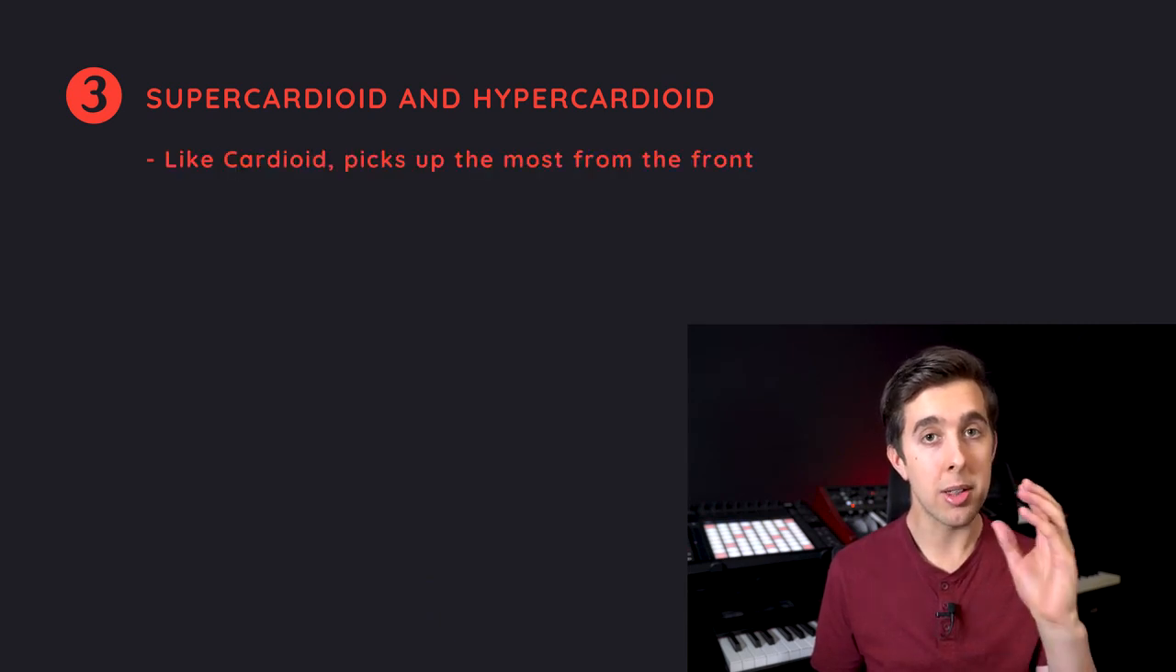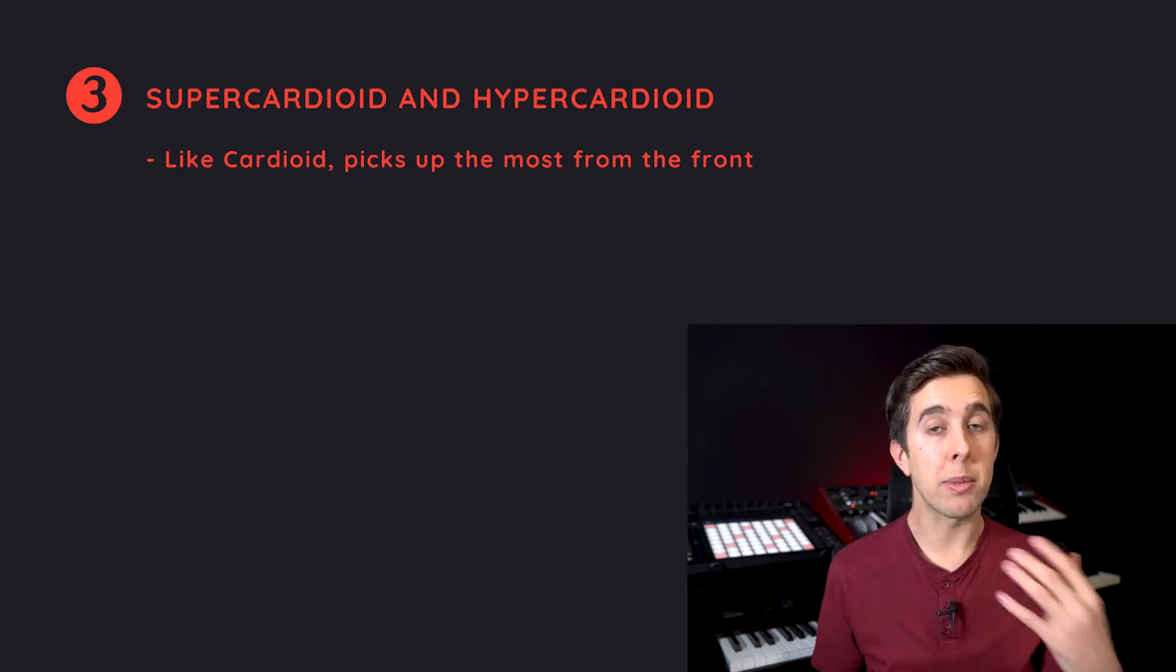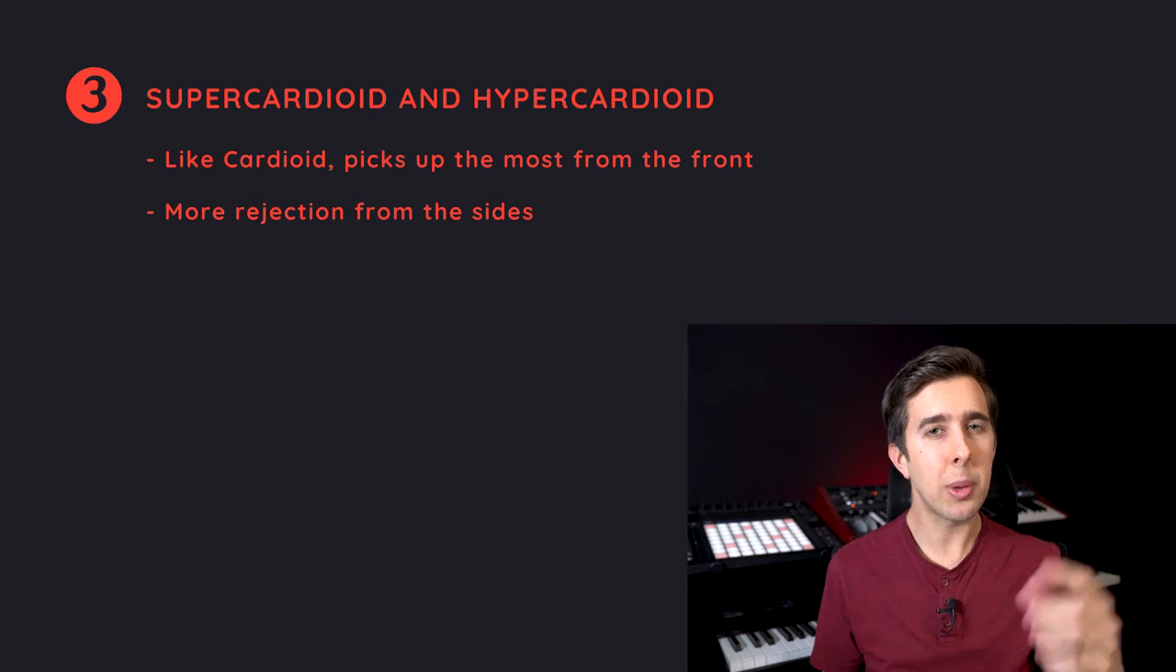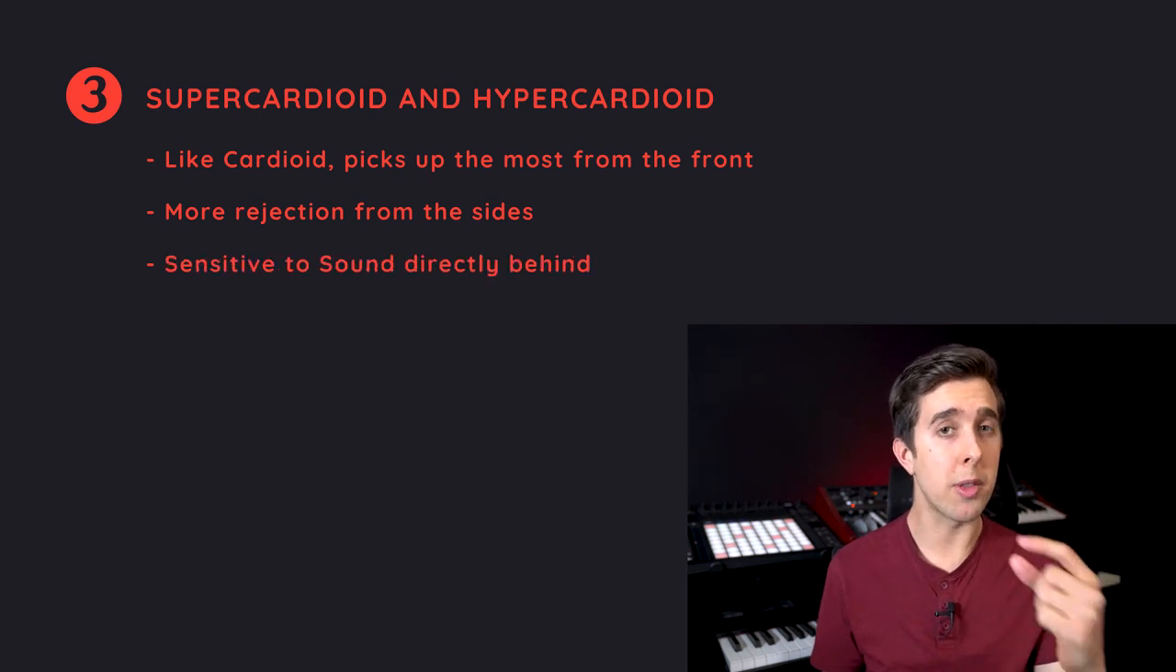Similar to cardioid, the mic will pick up audio from the front, and with supercardioid and hypercardioid, there will be even more rejection from the sides, and it will actually pick up a bit of sound from the rear of the microphone. So this microphone that you can hear right now is a Sennheiser 416. This is a hypercardioid shotgun microphone.